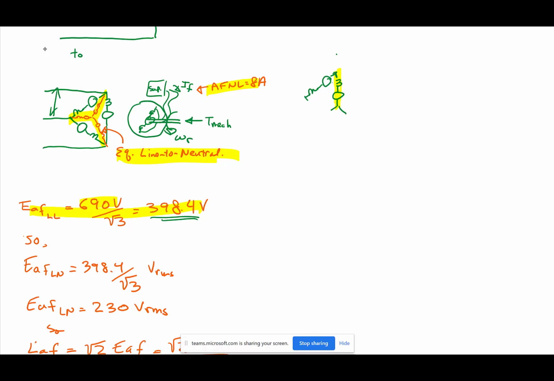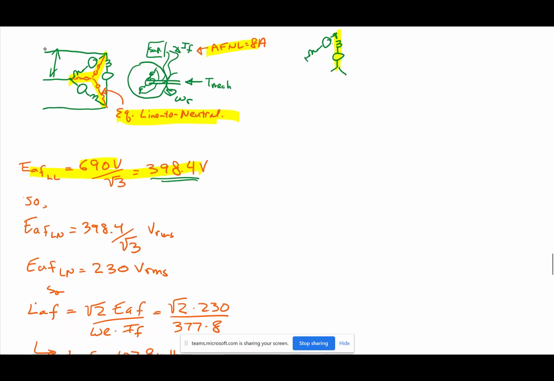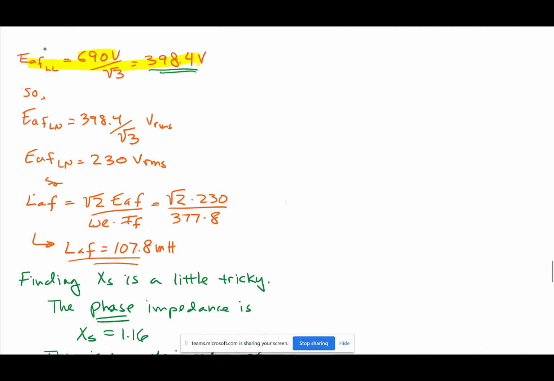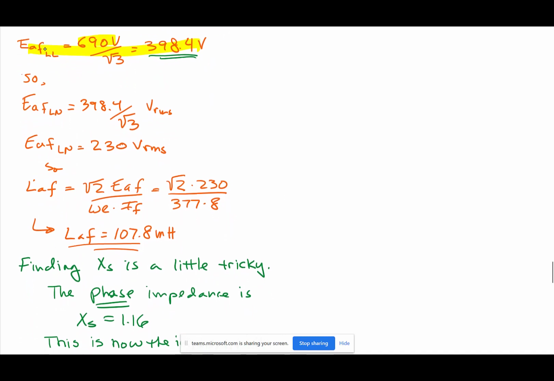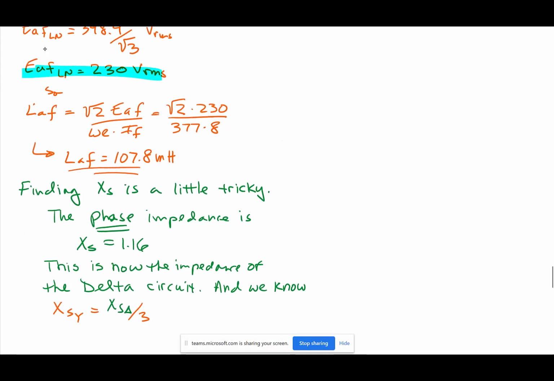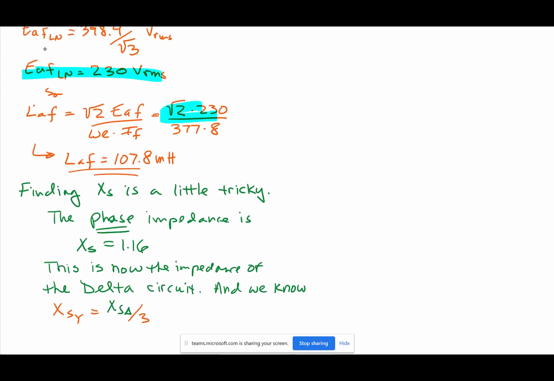So essentially you took a low end of the medium voltage machine in the US and you moved it to the high end of the low voltage machine in Europe. That's one idea here, right? And so your line to neutral voltage is going to change the same way. It's now 230 volts. Now we're going to use this expression here and come up with a reduced line to line inductance. Is that clear to everybody?